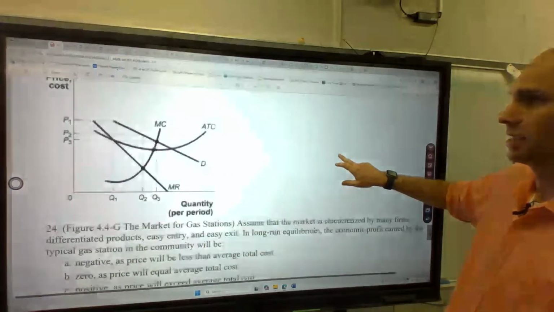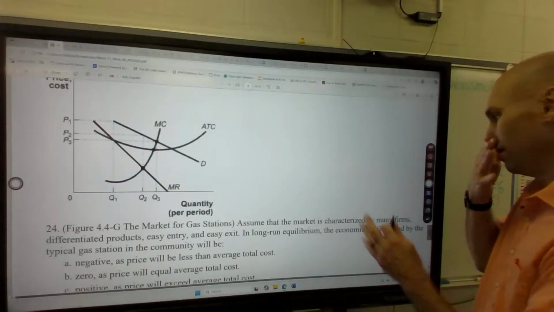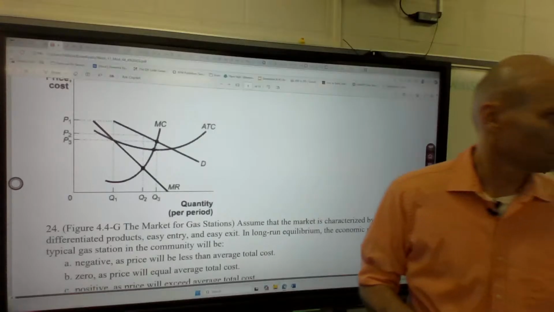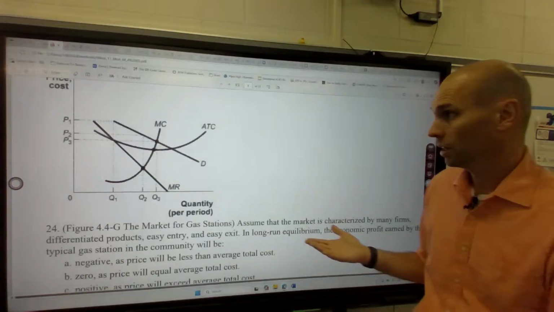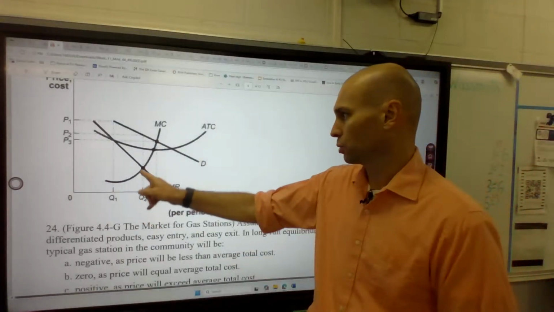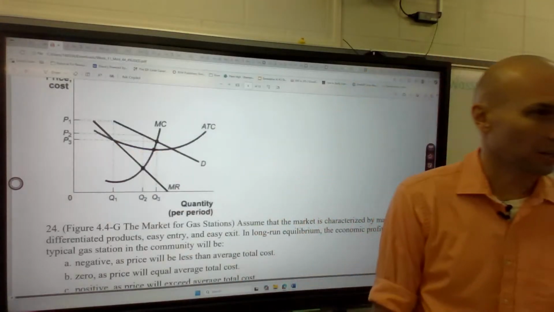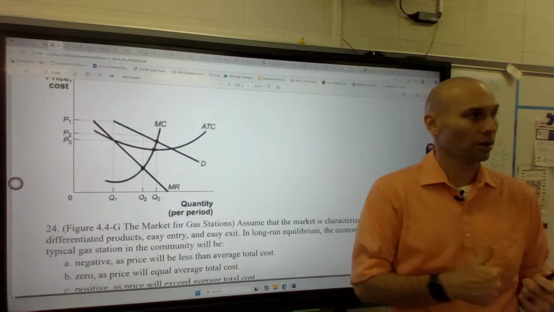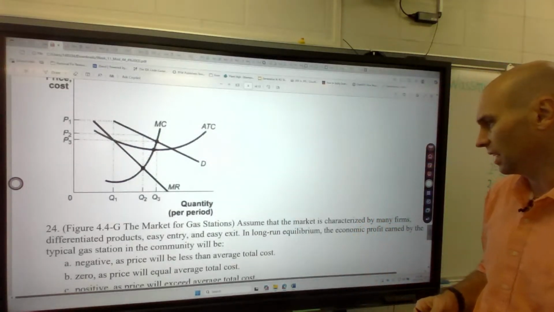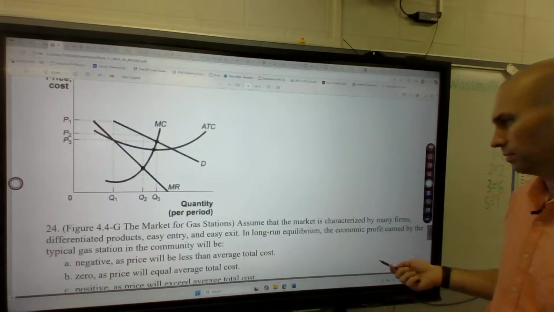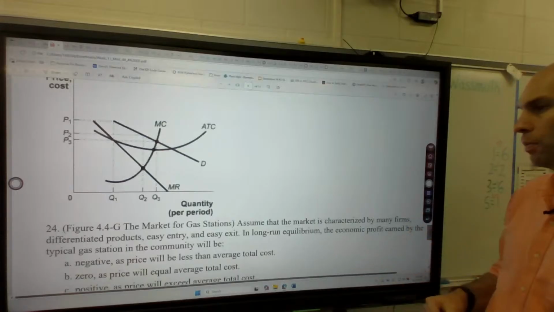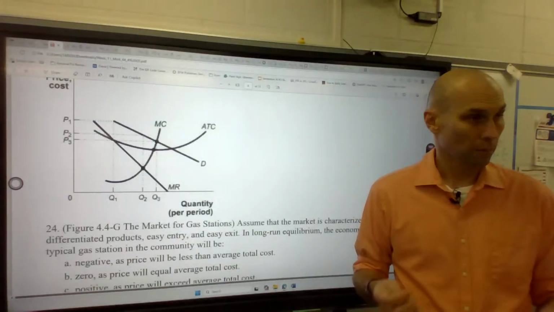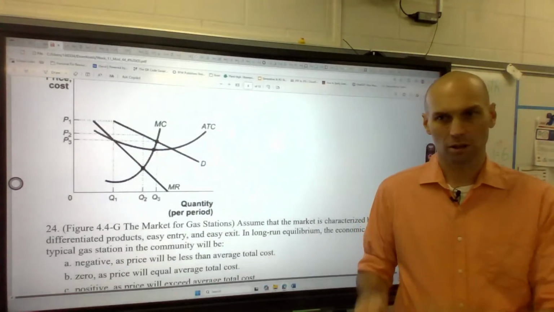Market for gas stations. Let's look at it. Many firms, differentiated products, easy entry and exit. That's monopolistic competition, right? It says so pretty much. And marginal cost equals marginal revenue. This firm's at a profit, so we're in the short run. Here are things we know: firms will be entering the market in the long run. It says in the long run, the economic profit earned by the typical gas station will be what? Zero. Monopolistically competitive firms earn zero profit in the long run. Hard rule.